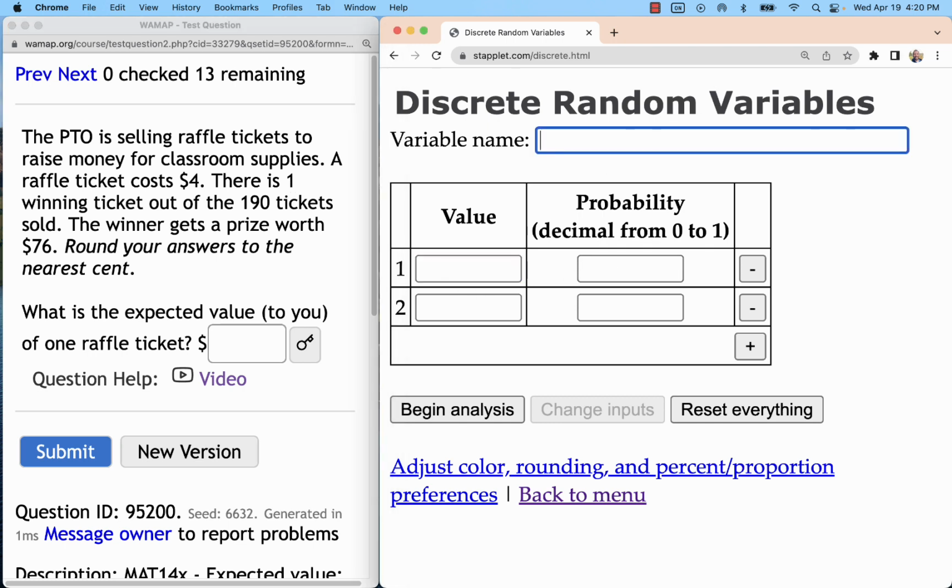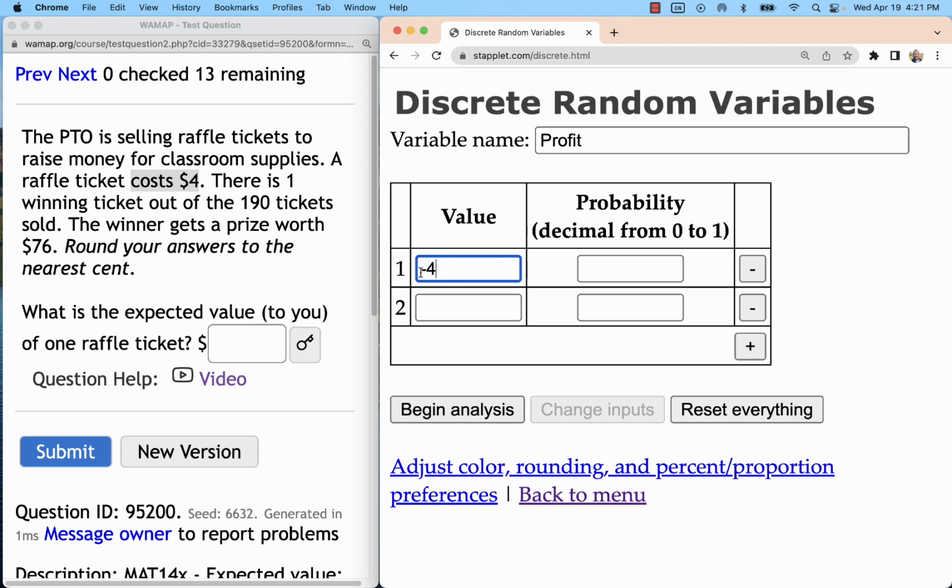Here, the variable name you can call profit for these problems. For our values, these are going to be amounts, dollar amounts, either profits or losses. Now, we need to look at the payout and subtract the cost from the payout. So if there's no payout, you're taking 0 minus 4. That's a negative $4 profit.